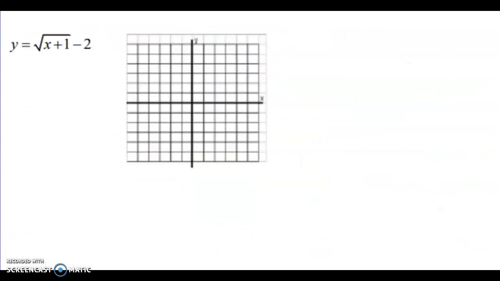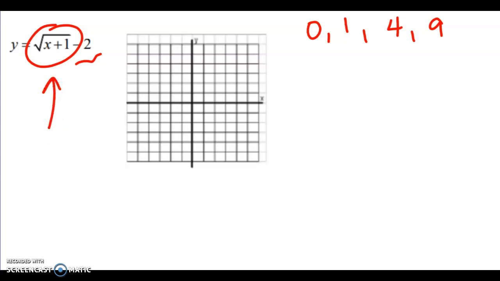Okay, 3 more to go. In this one, we have an added minus 2 at the end, and I've got an additional thing happening underneath my square root, underneath my radical. So remember, the numbers I'm looking for are 0, 1, 4, and 9, because they're all the perfect squares. So in order to get this number under here equal to 0, I've got to figure out what I can plug in.